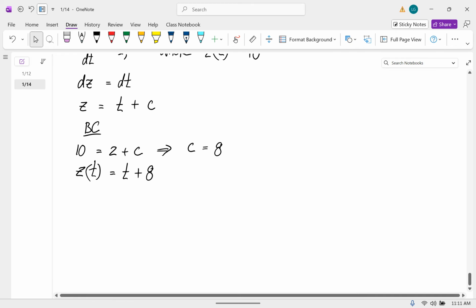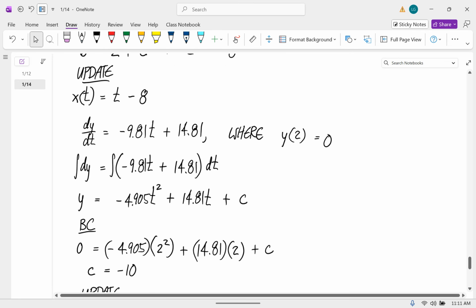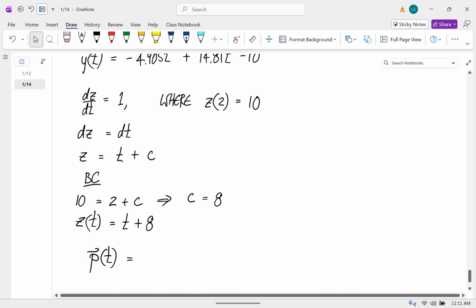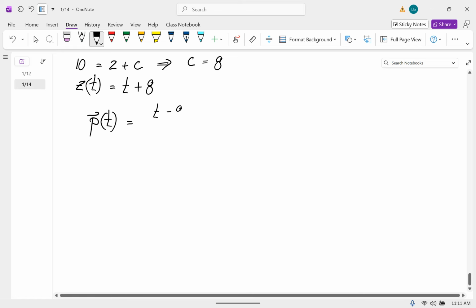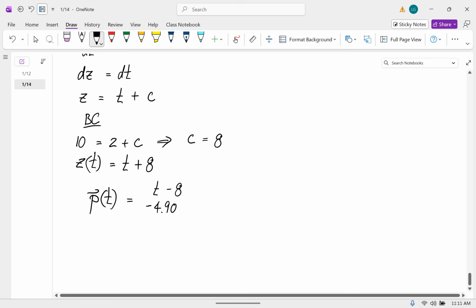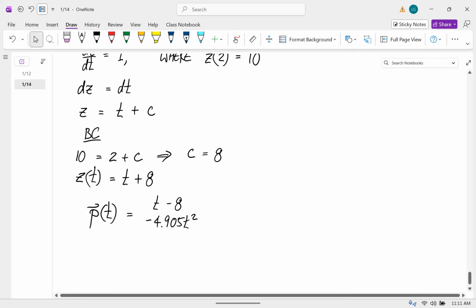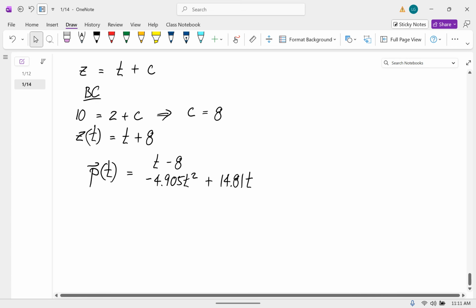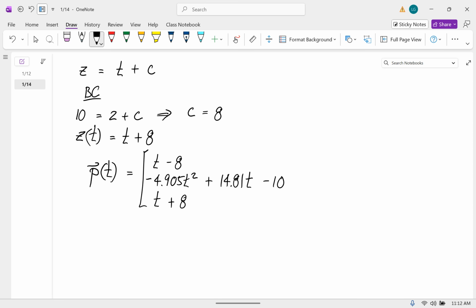And all of this together tells us that the position vector is equal to t minus 8, negative 4.905 t squared plus 14.81 t minus 10, and then t plus 8. And so that is our position vector.